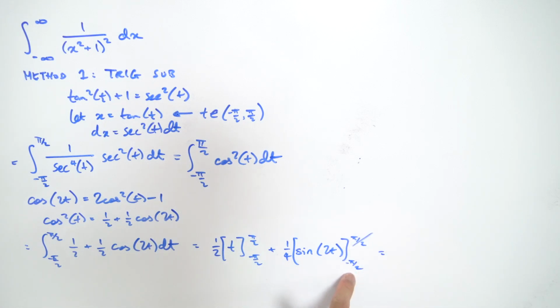And then if we plug minus pi on 2 into here, we're going to get sine of minus pi, but that's also 0. That's gone. So in fact, this whole entire second term is irrelevant, contributes nothing. And all that's left is this first term.